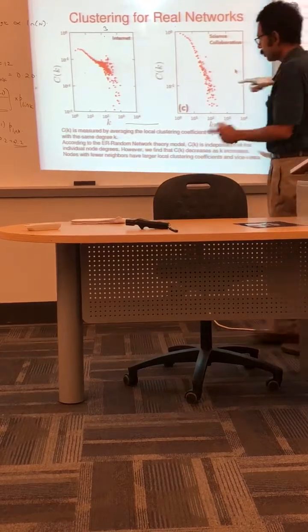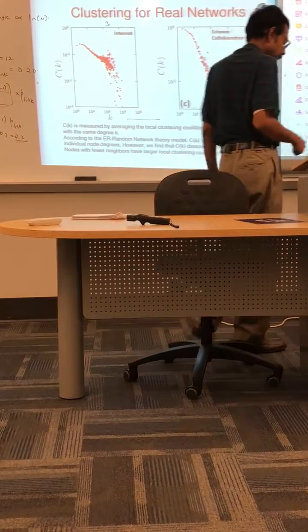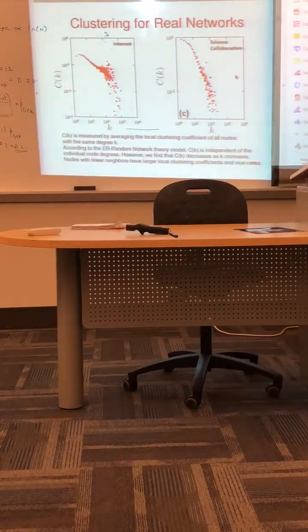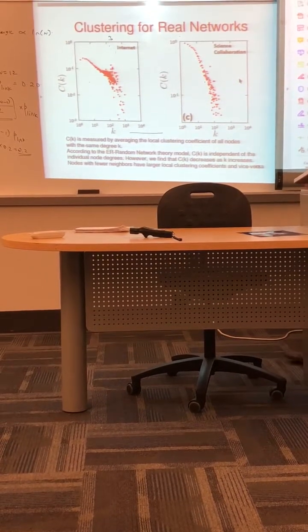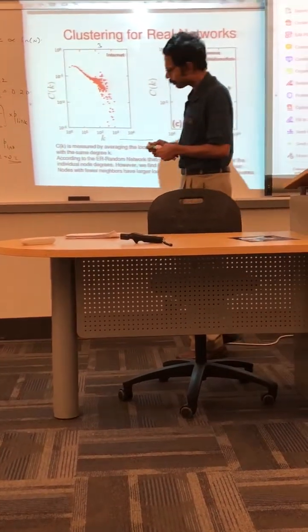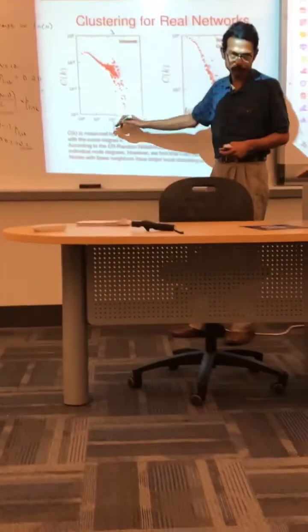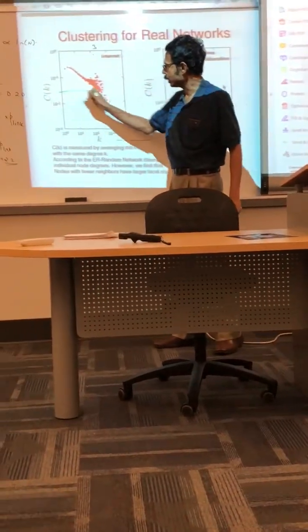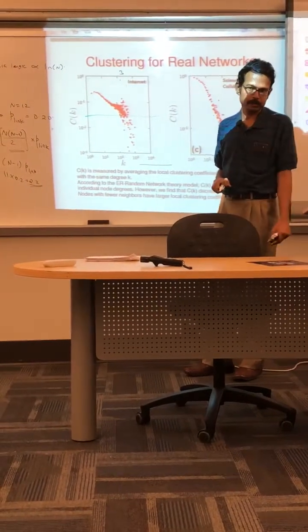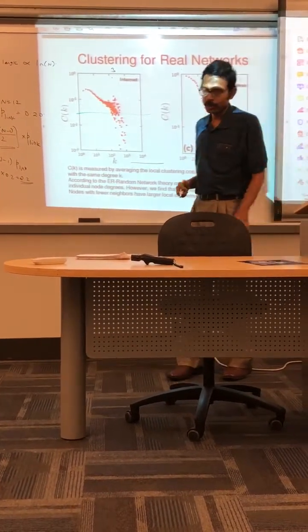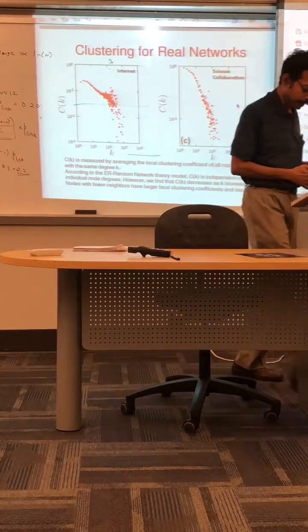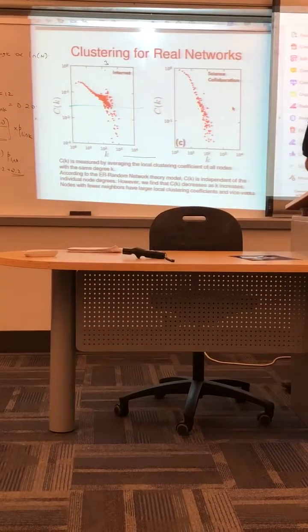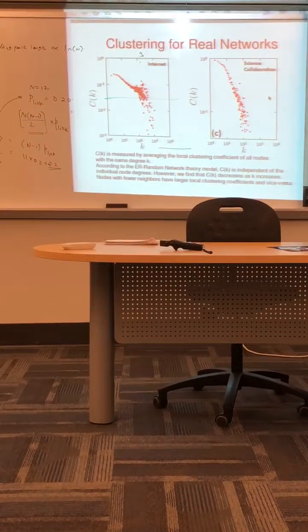Now, because of this distribution and certain other things that we also saw, real world networks are not really random. For a real world network, the K versus C of K distribution is a decreasing trend like this, whereas for a random network, you expect a horizontal line like this. So real world networks are not really mimicking the properties of random networks. Why do we need to study random networks?